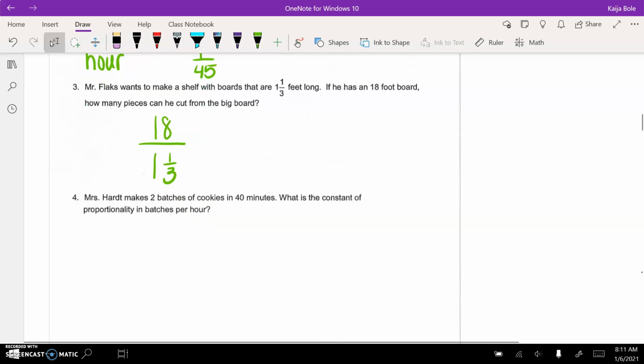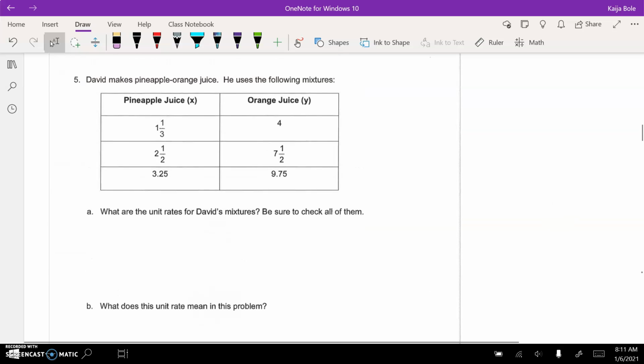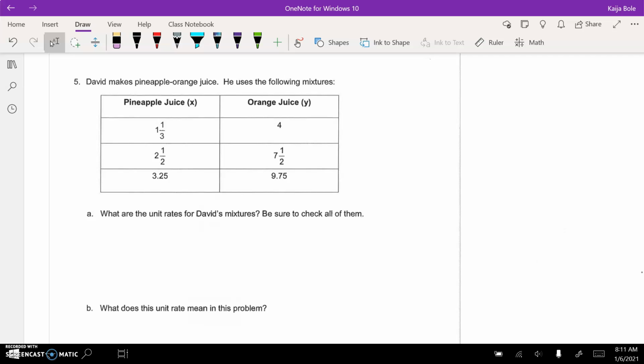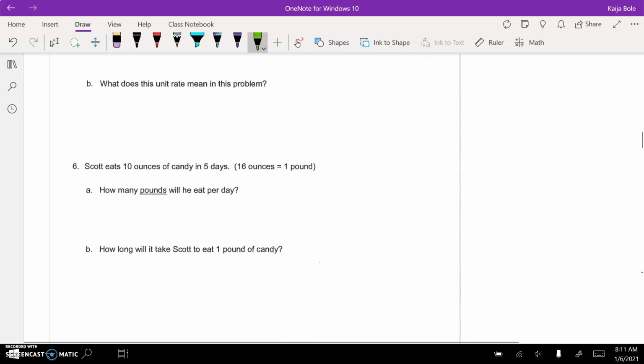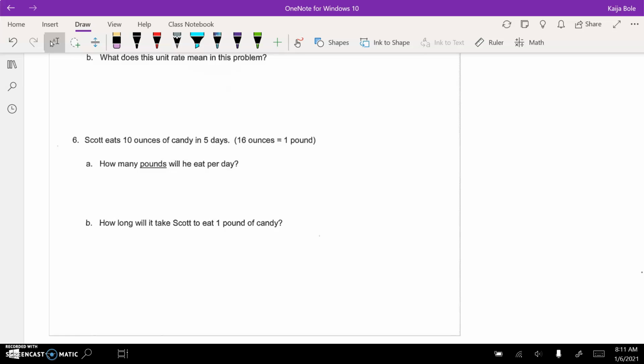I don't want to talk about number 4. I want you to figure it out. Second page, there's a table. And quite honestly here, we're talking about pineapple juice and orange juice. They give you the X and the Y. Okay, so if you can't read that, you're in trouble. Something of note would be that, to write 3.25 as a mixed number would be 3 1/4. This would be 9 3/4. That would help. And then number 6, Scott eats 10 ounces of candy in 5 days.